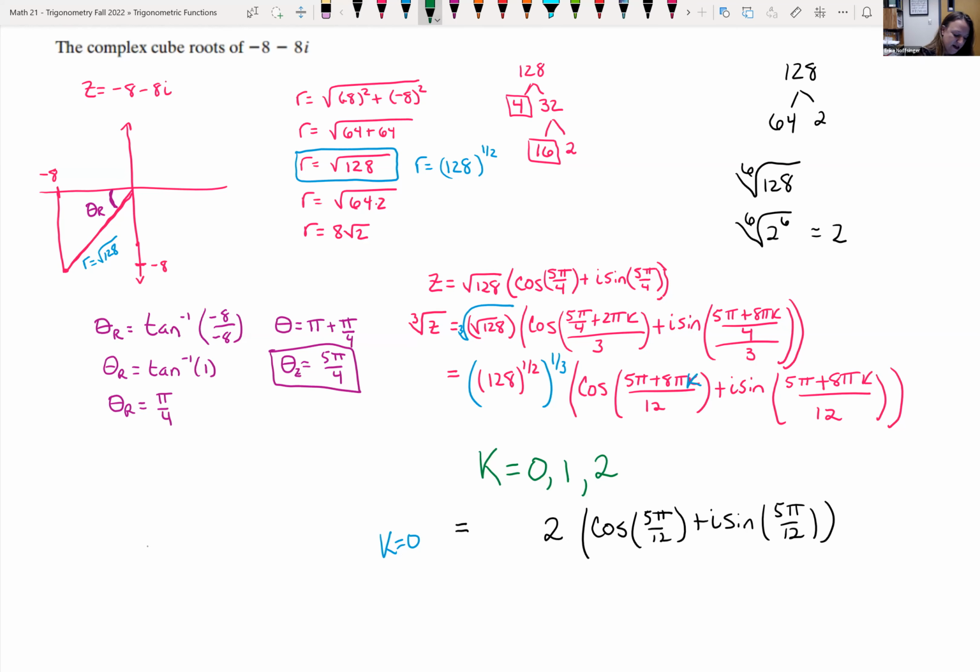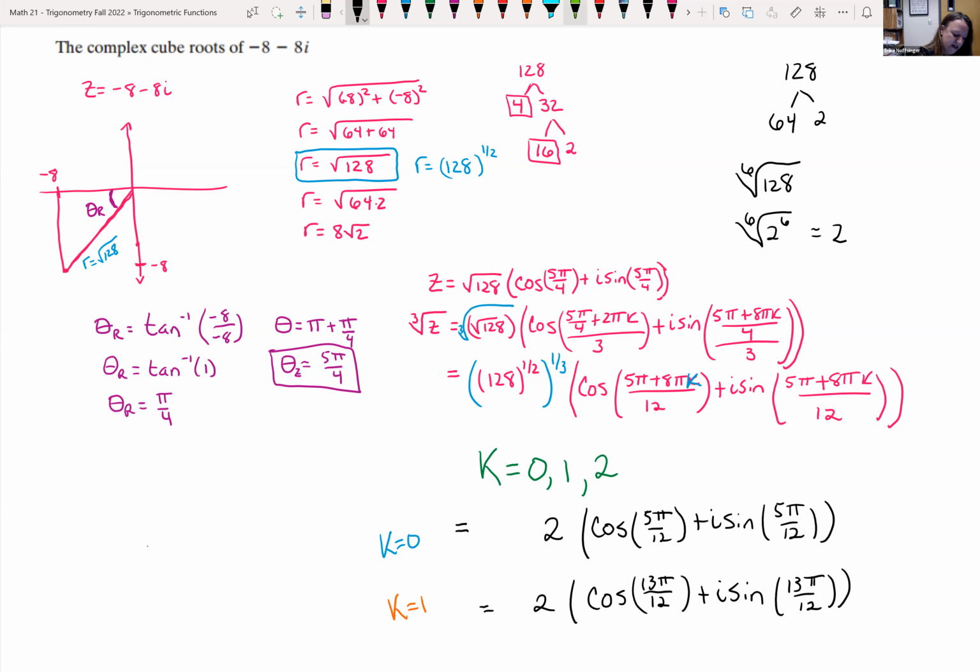Now I need to look at when k is equal to 1. So plugging in 1 for k, this would equal 2 all times cosine. Well, k is 1, so 8 pi times 1 is 8 pi, plus that 5 pi is 13 pi all over my 12, plus I sine of 13 pi all over 12.